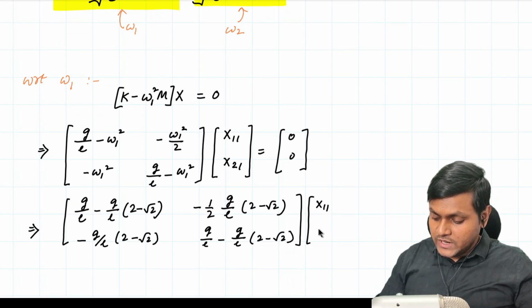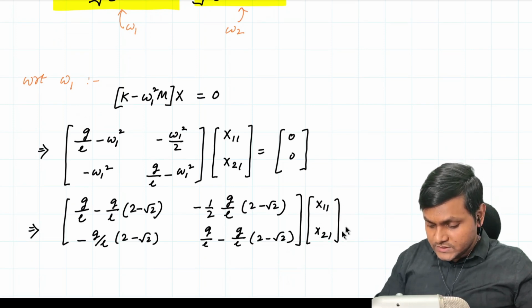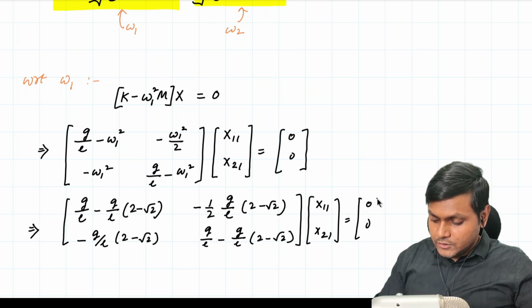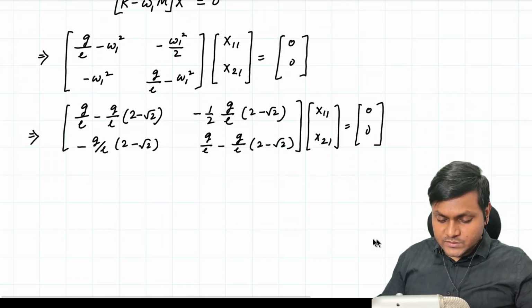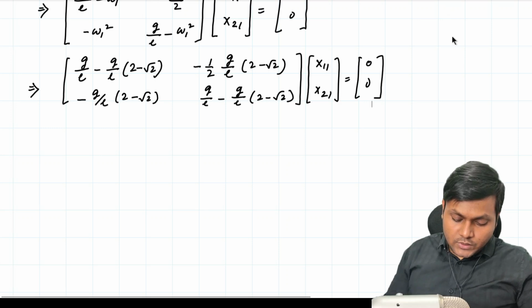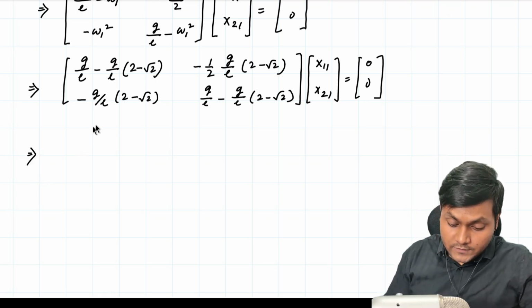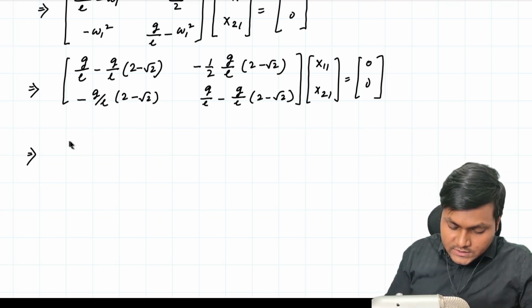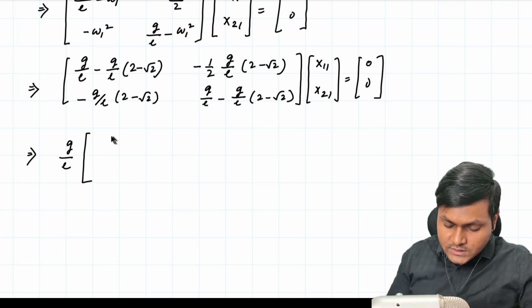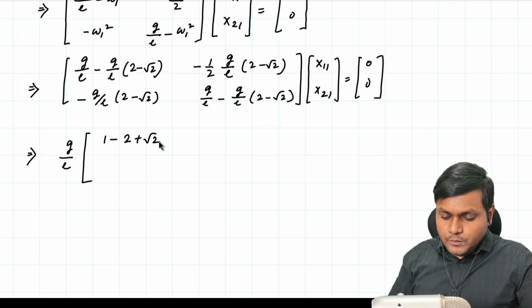Let us try to obtain the eigenvectors corresponding to this, and to do that, let us simplify this. So what I'm going to do is reduce the rows here somehow, but to do that, first let us take the g by L out of this. So if I take g by L out of this, this simply becomes 1 minus 2 plus root 2.